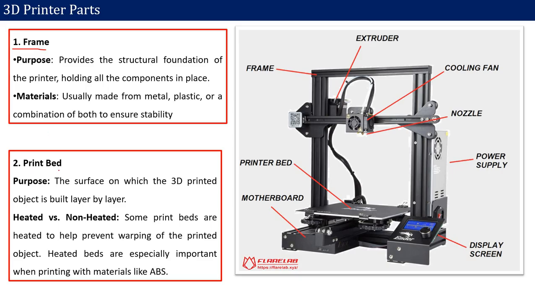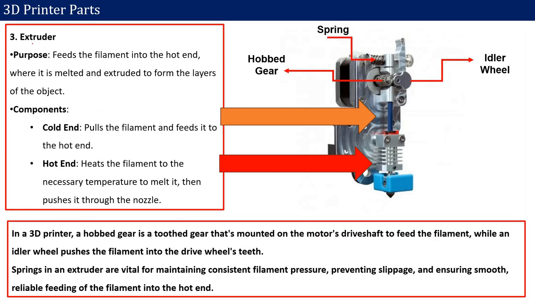So frame, then the print bed, extruder. When the filament is there, the extruder pulls the filament, and then it goes to the nozzle. It has two parts. One is the cold end, and another one is the hot end. In the hot end, we have the heater, and the cold end pulls the filament and feeds it to the hot end. One servo motor is there. This is the servo motor here. On this servo motor, the hob gear and idler gear are there.